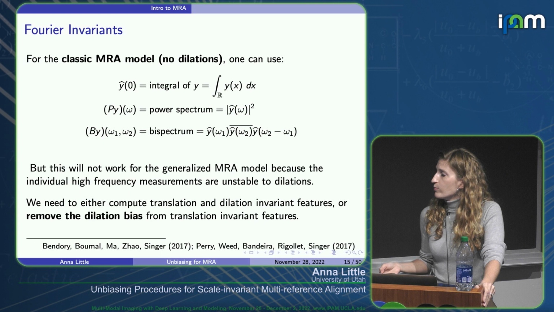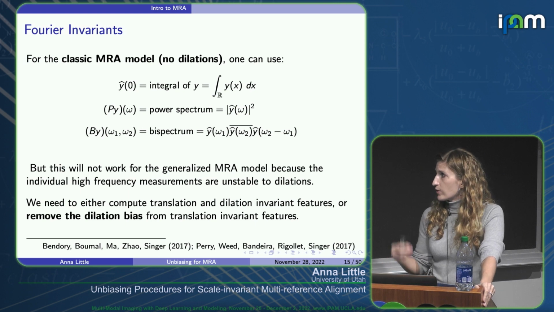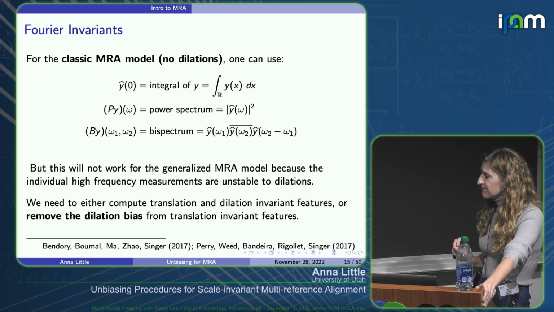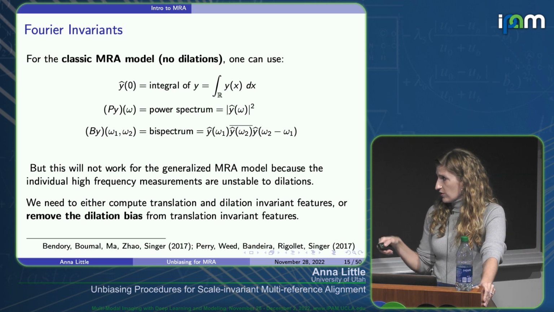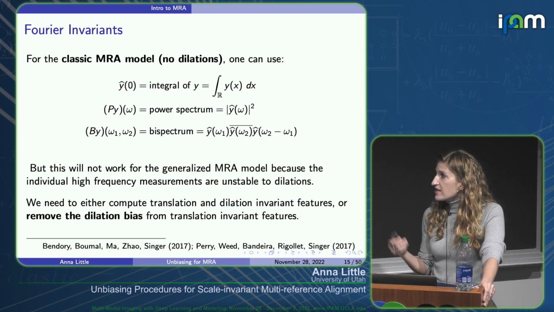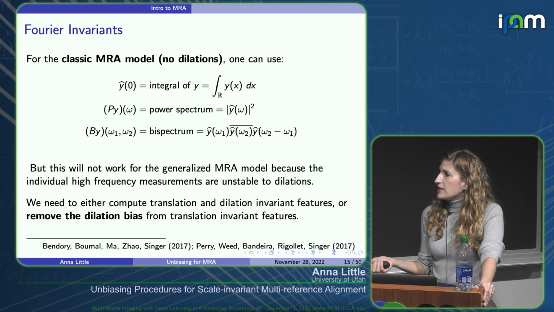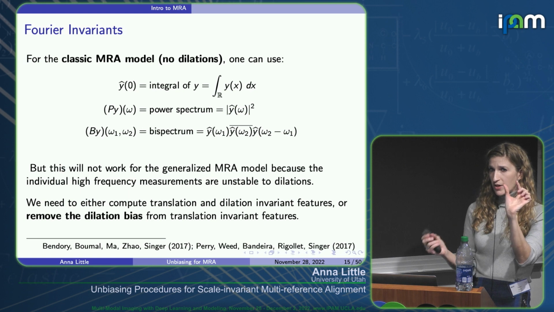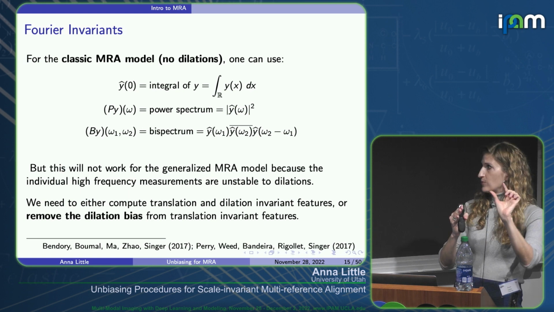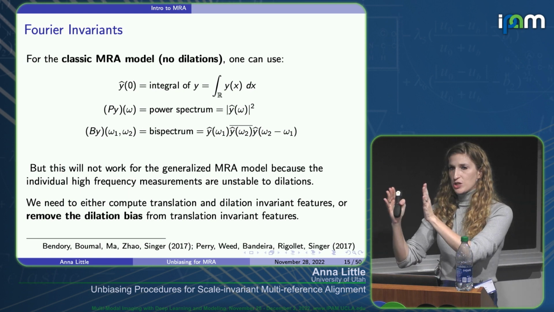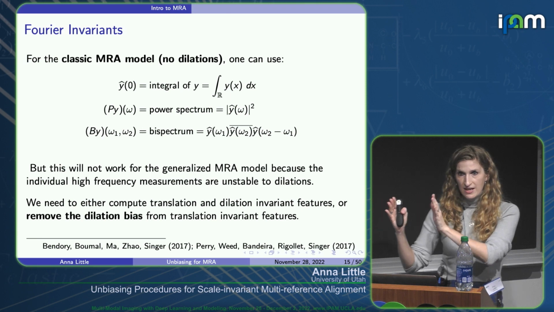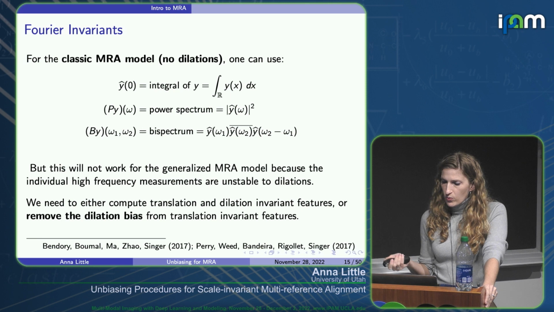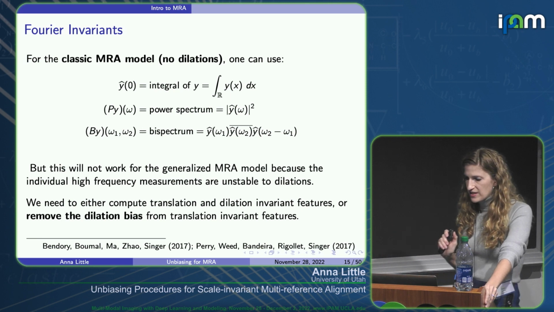But when we have more general MRA problems, for example, when we have dilations going on in the underlying data generation, this is not going to work because we get instabilities in the high frequencies. Even a pretty small dilation, if you have a high frequency signal, can completely shift the support of the signal. So things get quite unstable. And so we need another way of dealing with these things.